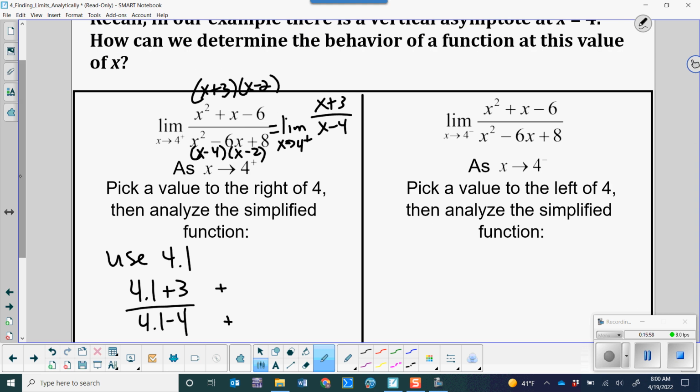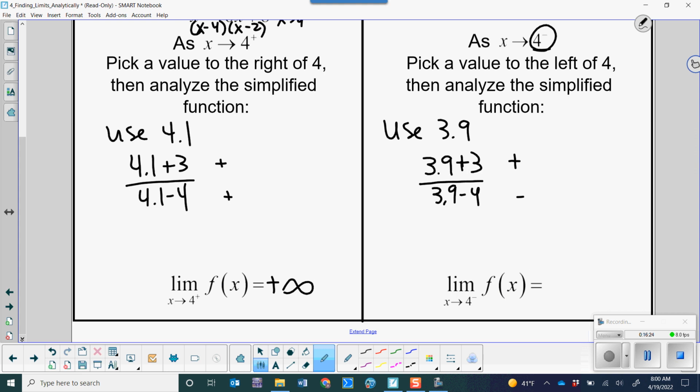So we can do the exact same thing from the other side, but when we're on the other side, we're approaching from the left. So let's use 3.9. So now I would have 3.9 plus 3 over 3.9 minus 4. Again, I don't care what answer I get, just the sign of it. That's positive, that's negative. So that's going to be overall a negative number, which means I'm going to negative infinity.